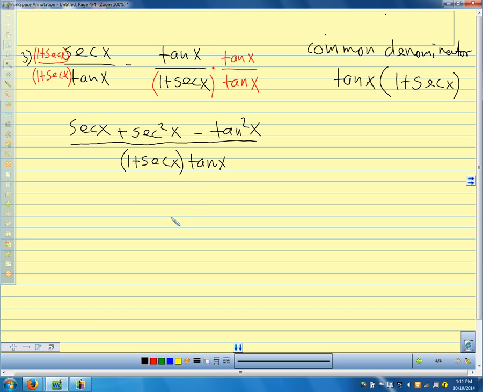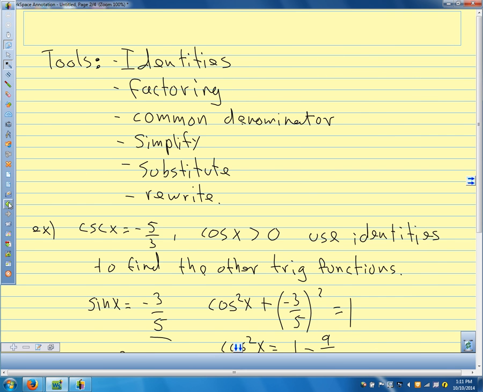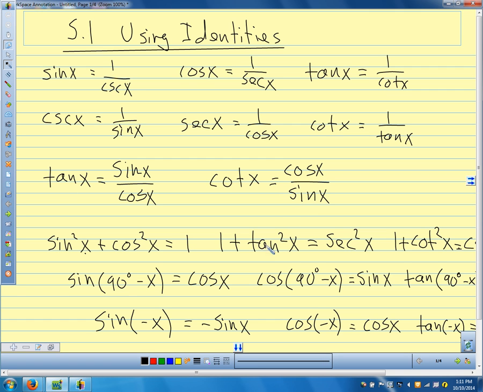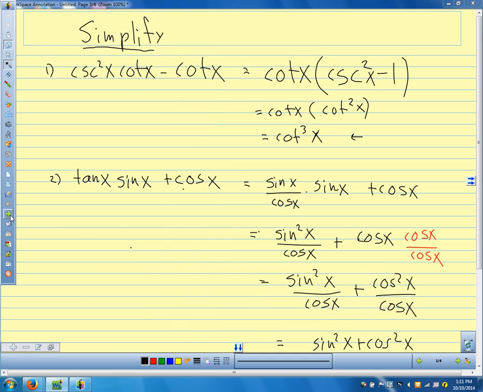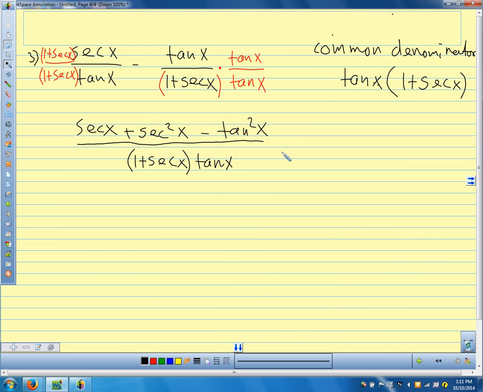All right, I'm kind of excited right now because I see this secant squared x minus tangent squared x. And I know I have an identity that relates secant squared and tangent squared. So let's look back at our identity. We'll go back here a few pages. If I subtract tangent squared x from both sides of this equation, I get secant squared x minus tangent squared x equals 1. We'll go back here. And where were we?